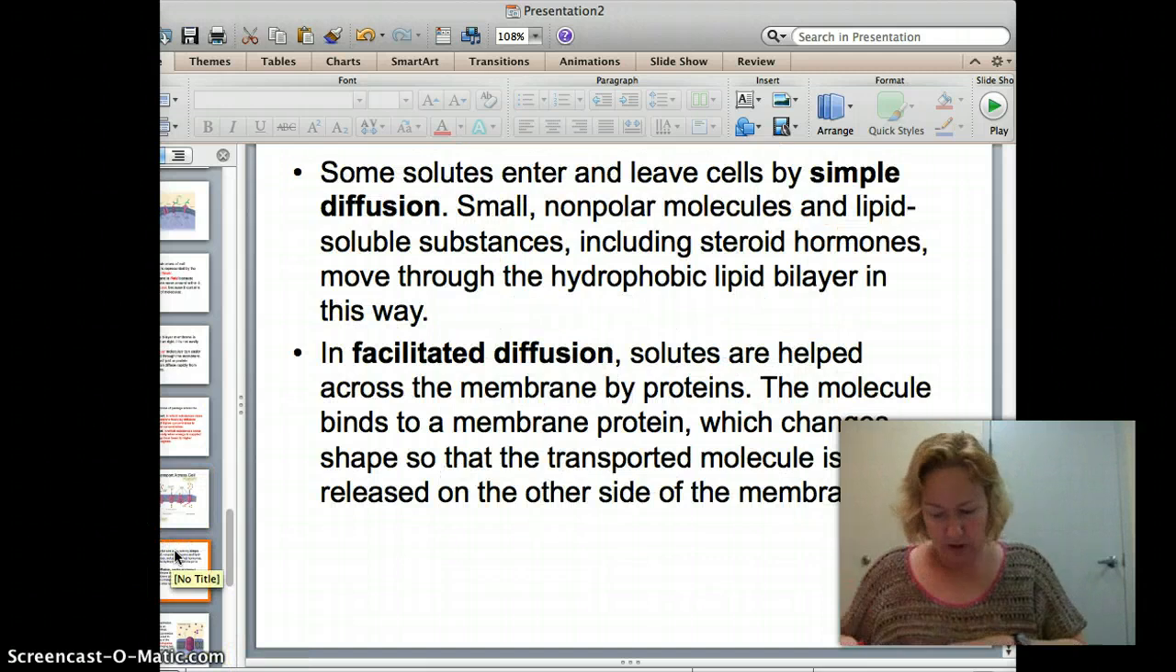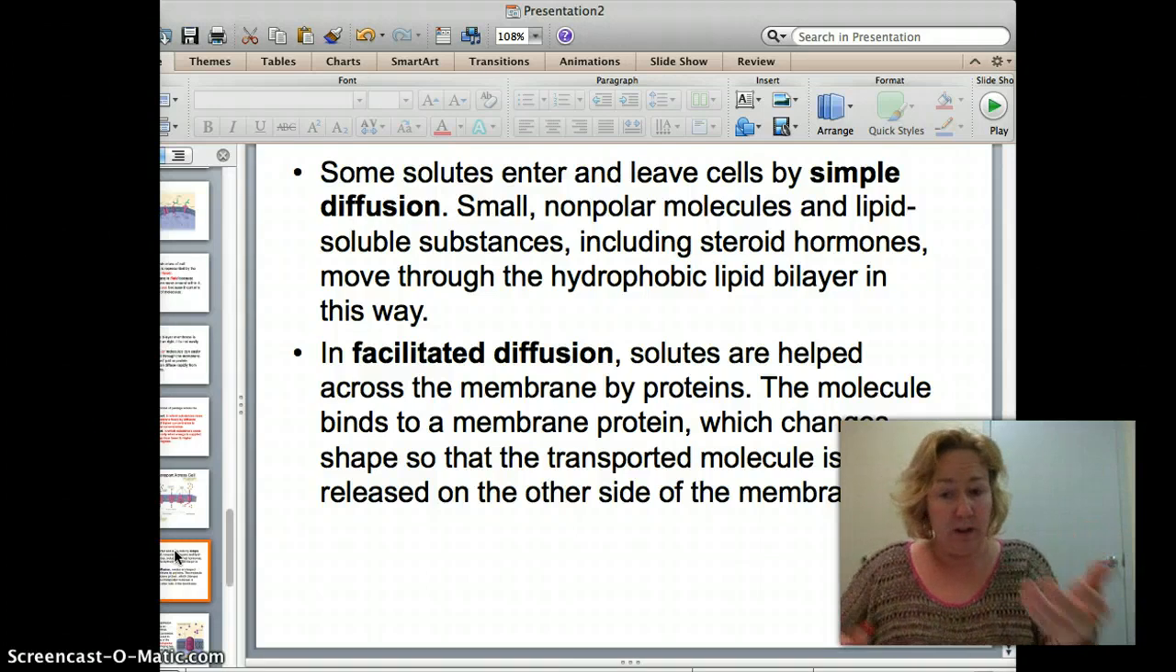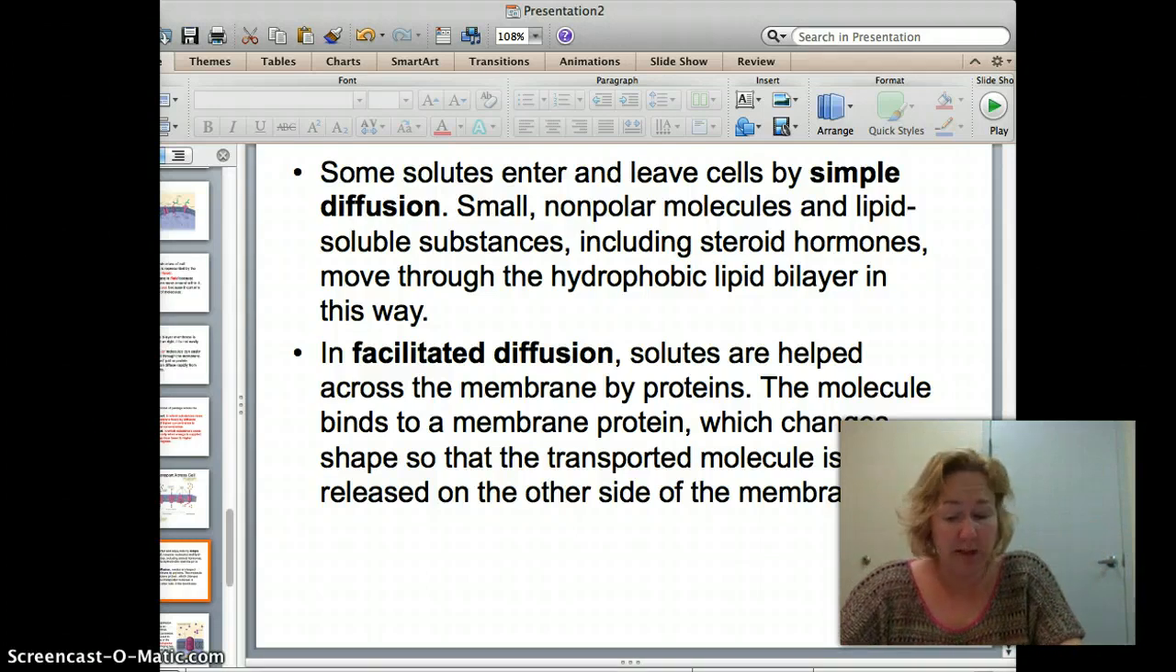Again, simple diffusion. Some solutes enter and leave by simple diffusion. This is just boom. You just go. It's so simple. It doesn't cost you anything. Others go by facilitated diffusion. This is a little bit more complicated. Things change shape. You got to have a co-transporter. Somebody has to be going that way.